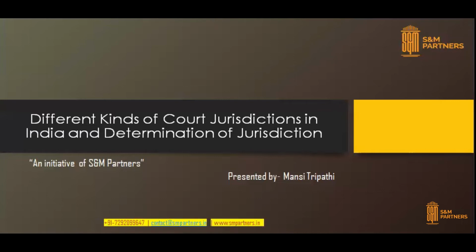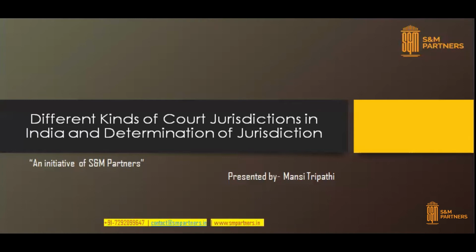Third, pecuniary jurisdiction. Pecuniary means related to money. It is the jurisdiction provided to a court on the basis of the monetary value or amount of the cases and suits. For example, consumer courts have different pecuniary jurisdiction. The National Consumer Disputes Redressal Commission (NCDRC) can try cases with a value between rupees 20 lakhs to 1 crore.